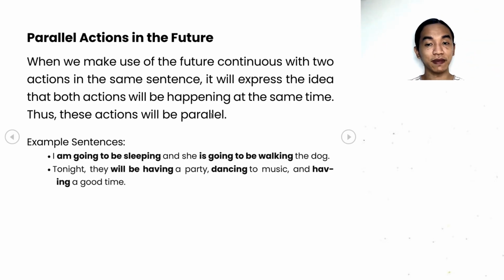Tonight, they will be having a party, dancing to music, and having a good time. All of these are also in the future continuous tense. Okay? Two actions happening at the same time, parallel actions.